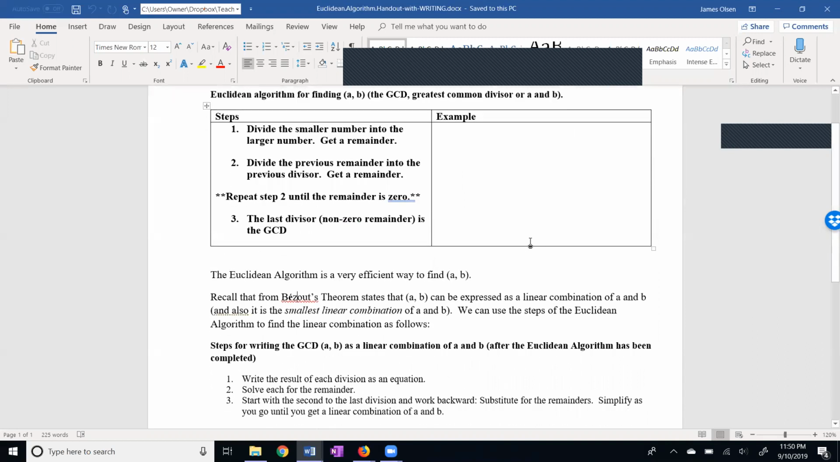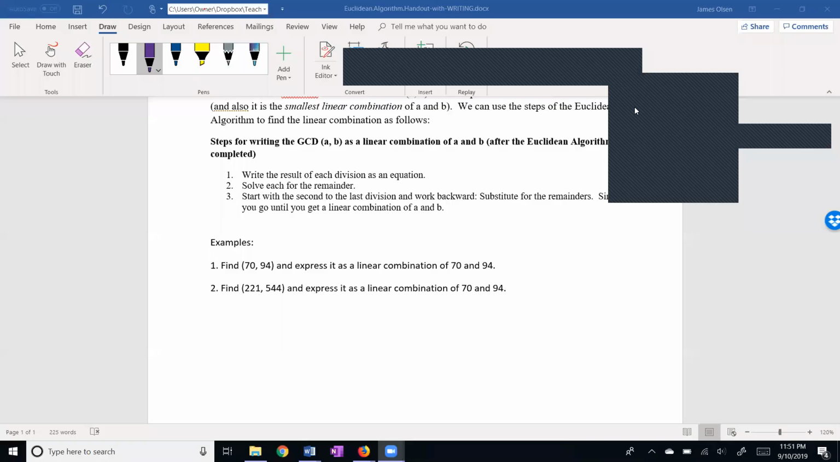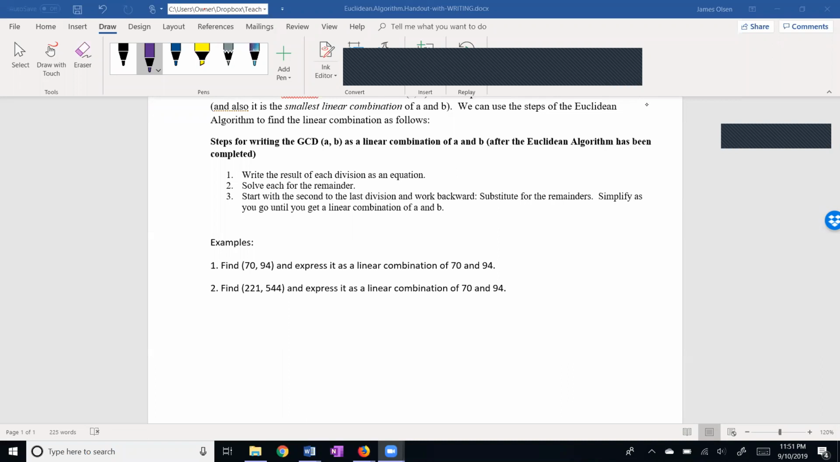Now we're going to need to see an example of this. Let's go ahead and do this first example. Find the greatest common divisor of 70 and 94. This process is not overly difficult. However, it is something new, so you will need to practice it, and you need to be able to check. So I'm going to take my small number as my divisor, and I'm going to put my large number on the inside.